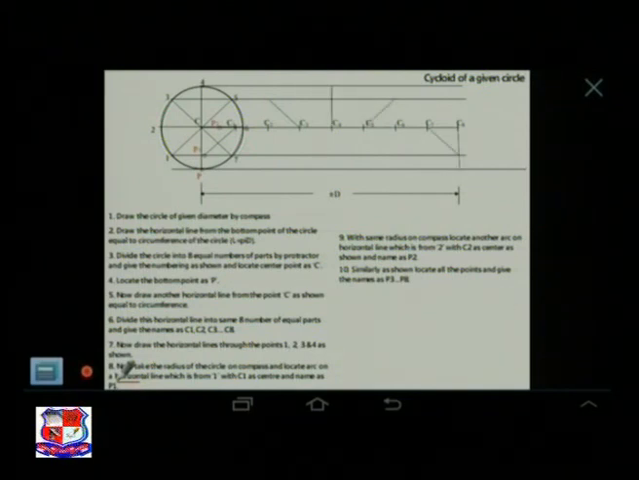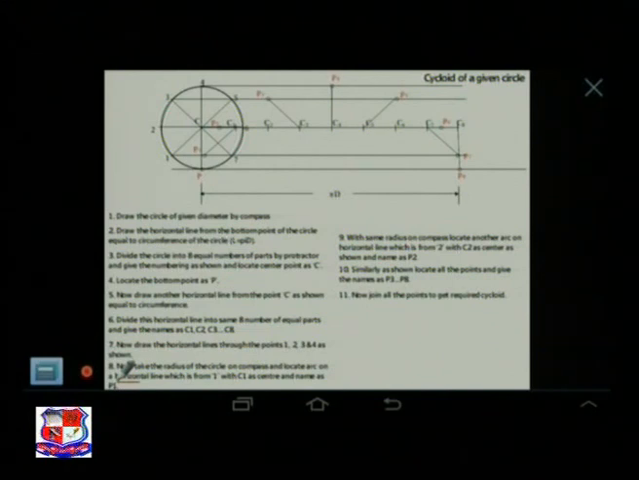I have located them like this, taking the radius of the circle and the respective C1, C2, C3 as centers, and I am giving the names P3, P4, P5, P6, P7, P8. Next, for getting a cycloid we need to join all the points. Whatever points we have located onto the lines drawn from the points on the circle, we need to join all those points to get the smooth curve that is known as a cycloid.